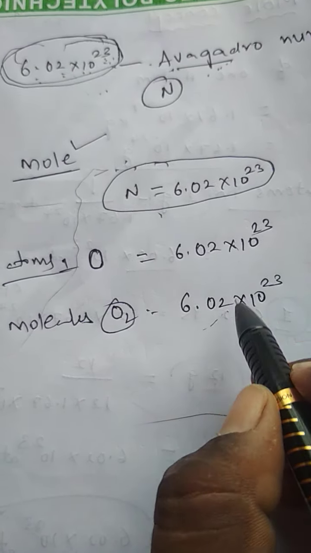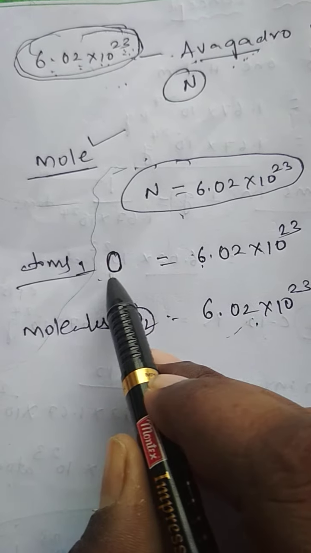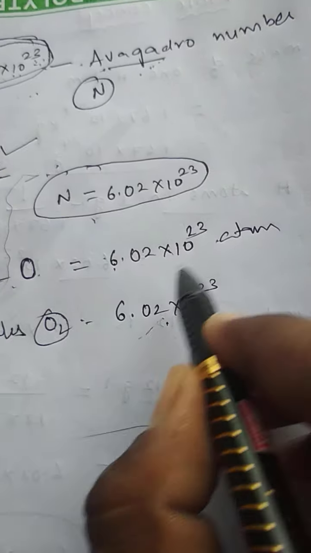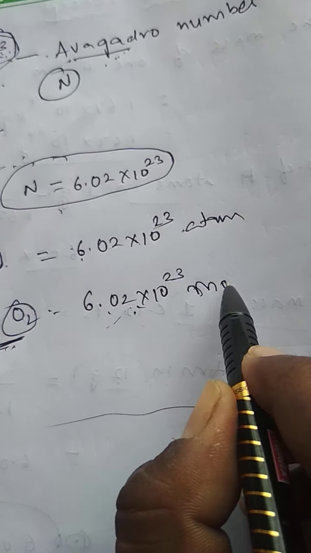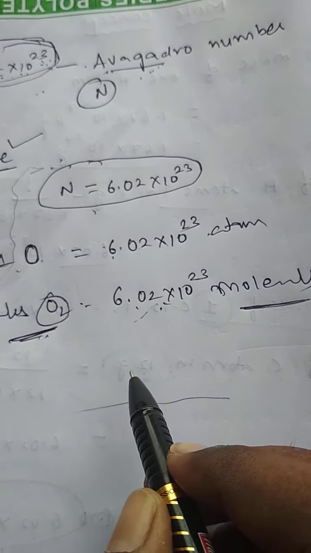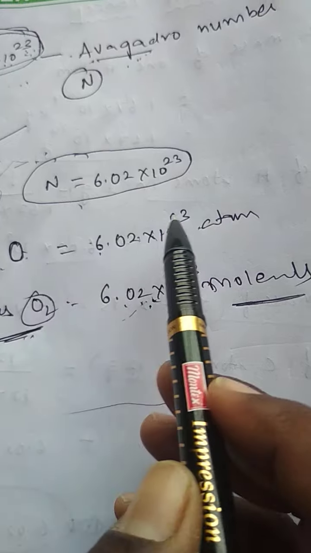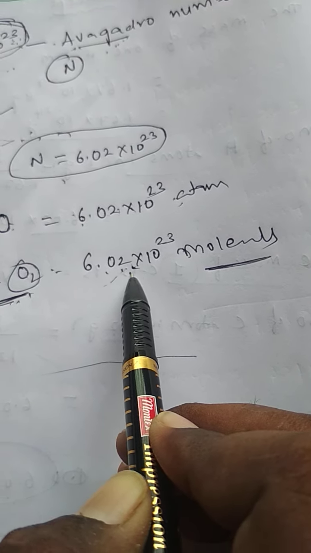But then what is the difference between these two? In the first case, we are taking atoms. 1 mole of oxygen atoms contains 6.02 × 10^23 atoms. 1 mole of oxygen molecules contains 6.02 × 10^23 molecules. Okay. So this is the difference. If we take atoms, it becomes atoms. If we take molecules, it becomes molecules.